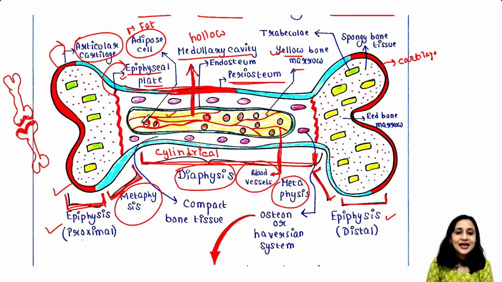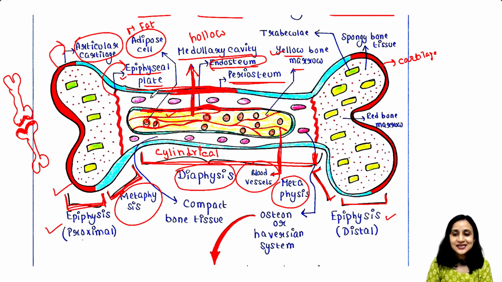Okay, and next you can see this part. So endosteum is one more thing, that is the covering, or membrane, of this medullary cavity. So this medullary cavity that contains the yellow bone marrow has an outer covering that is called endosteum. Okay.